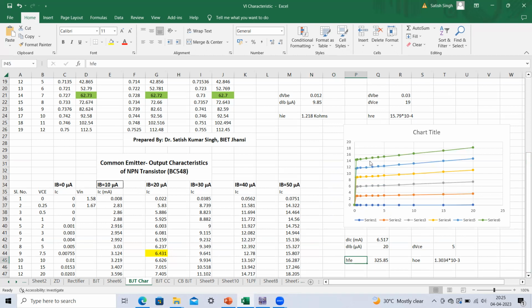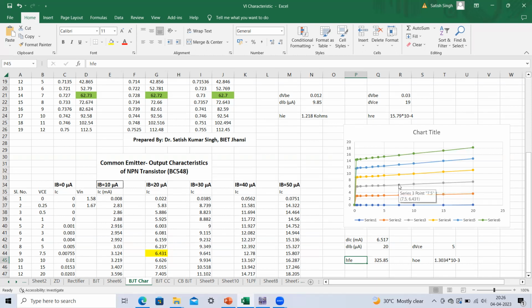If you have already obtained these characteristics, here you can see I have marked one of the values. Let us say that at VCE equals 7.5 volt, we want to calculate this HFE value, corresponding to IB equals 20 microamperes. Here you can see how many curves I have obtained: IB equals 0, 10, 20, 30, 40, and 50. This is 0, 10, and this is 20. This line corresponds to the IB equals 20 microampere curve.